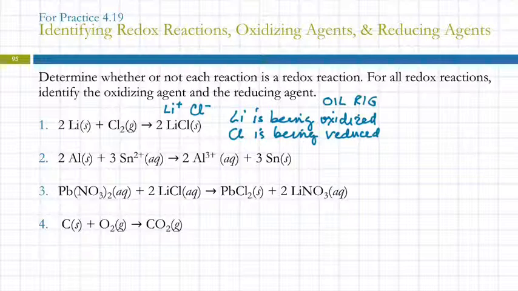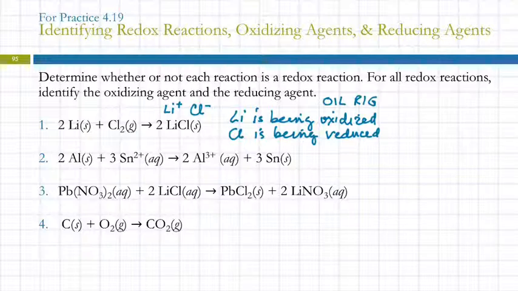And actually before that, we should answer the question, is it a redox reaction? Yeah, it is. So then we're supposed to identify the agents. So lithium is being oxidized. That means it is reducing the chlorine. Chlorine is being reduced. It is oxidizing the lithium. The agents are opposite of what's happening to the individual.